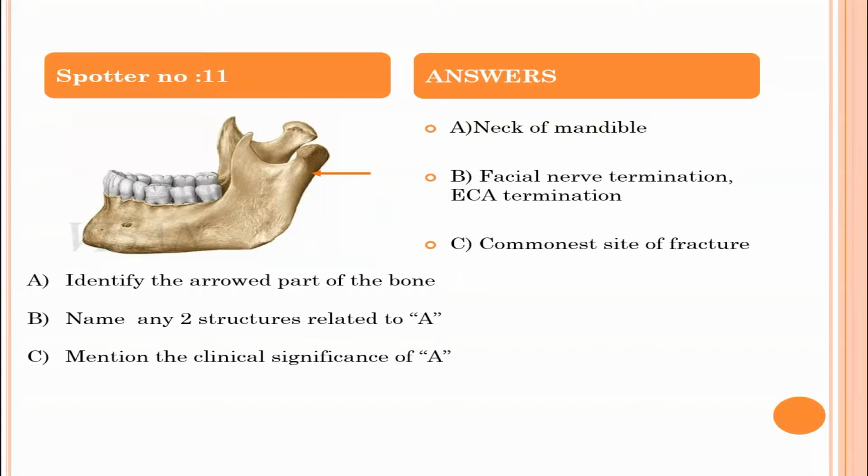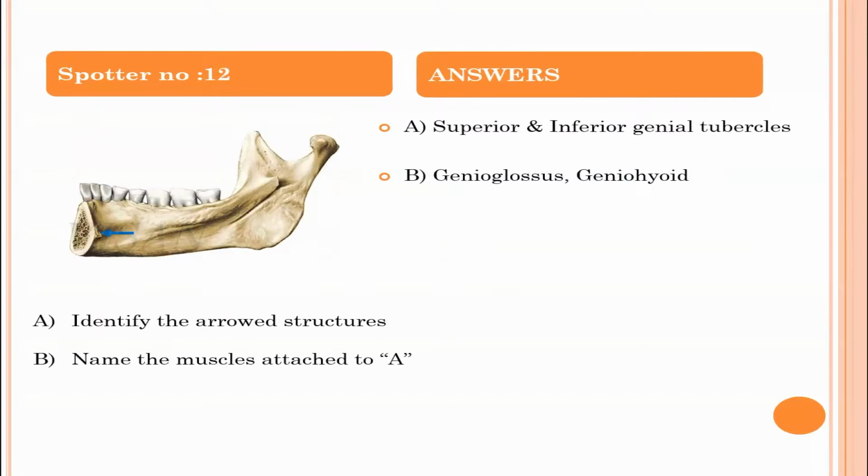Spotter number 11. The arrowed structure is neck of mandible. We have already learnt many structures are related at the neck of the mandible. So here I have mentioned only 2 structures. You can write any 2 structures that are related. So here I have mentioned the termination of facial nerve as well as the external carotid artery. And the clinical significance is the neck is the commonest site of fracture.